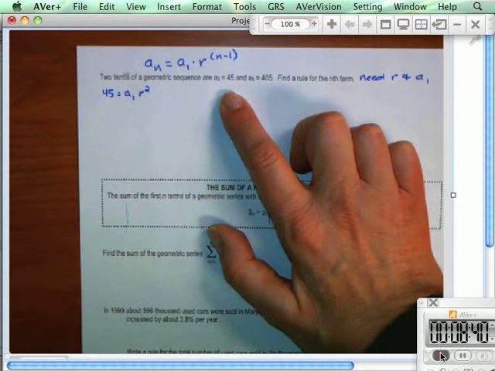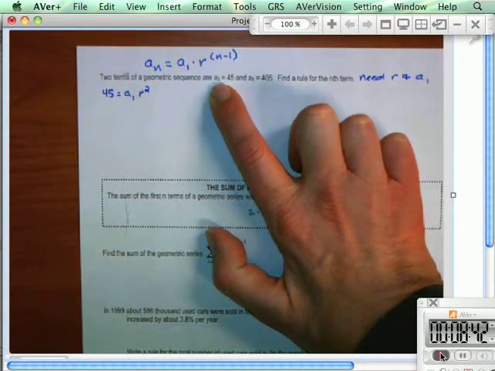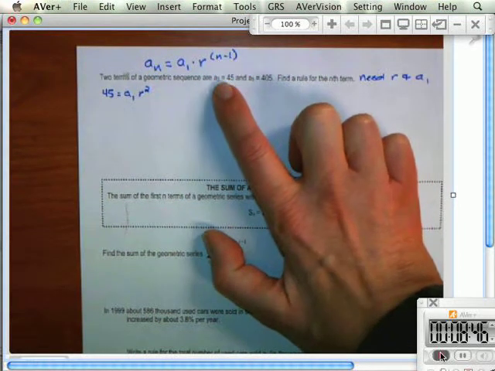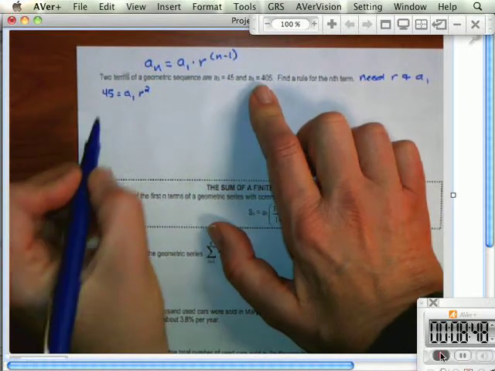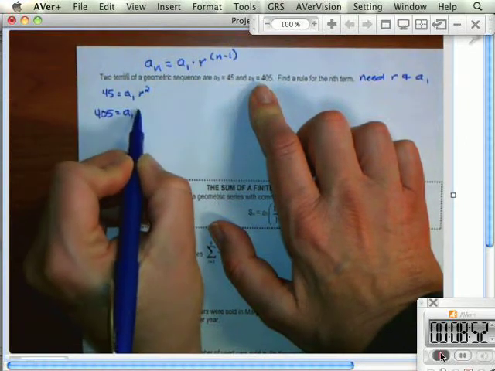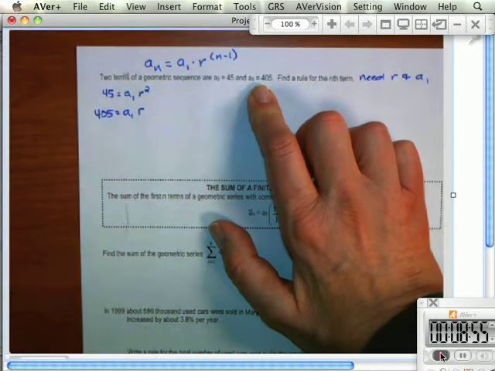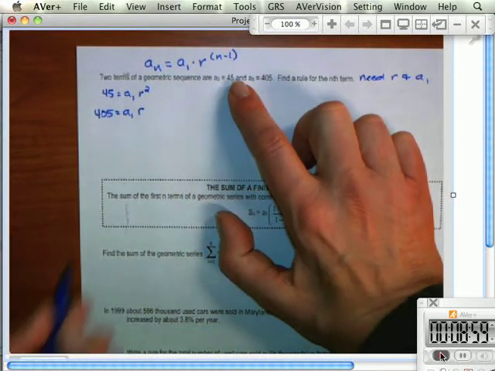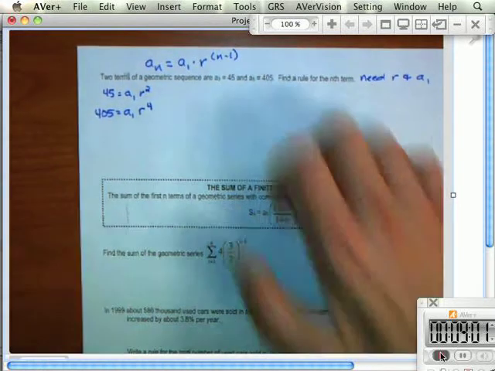Wait, no. N is 3, right? N is 3. So I did 3 minus 1. Okay? And then I'm going to write the second one. 405 equals A of 1 times R. What's the exponent going to be? 5 minus 1, which is 4. So that's what I know so far.